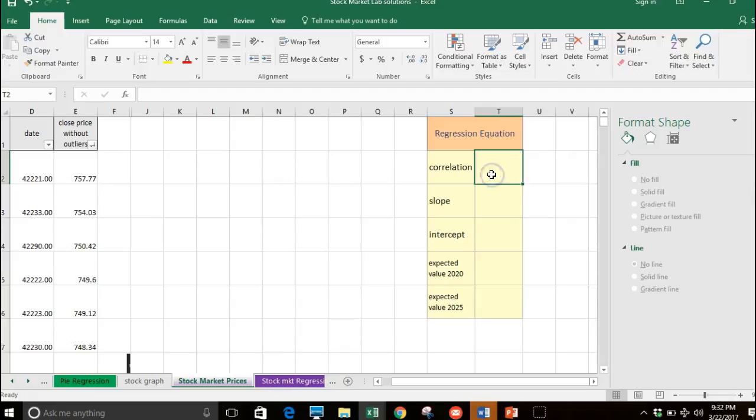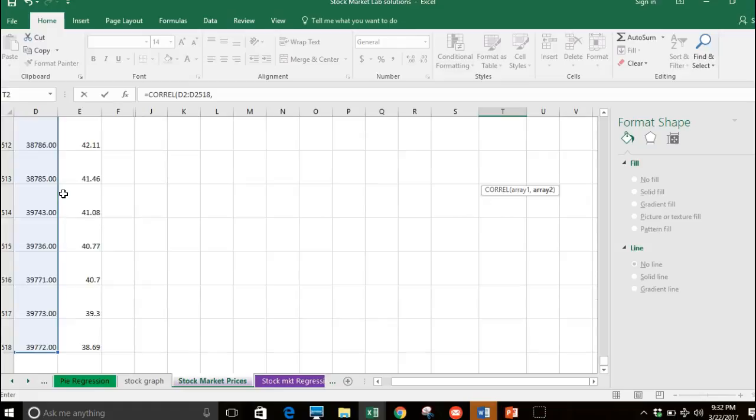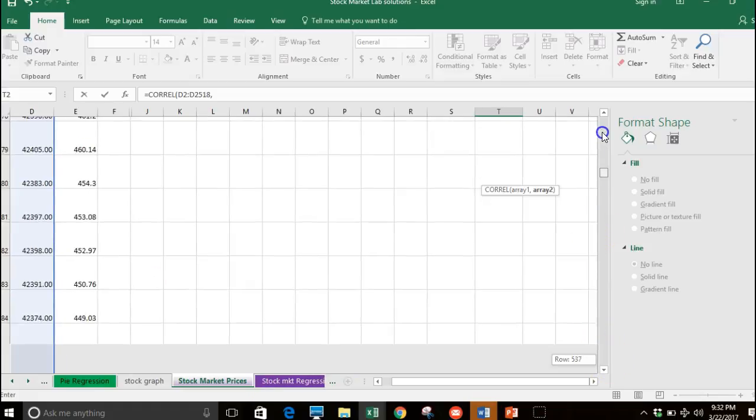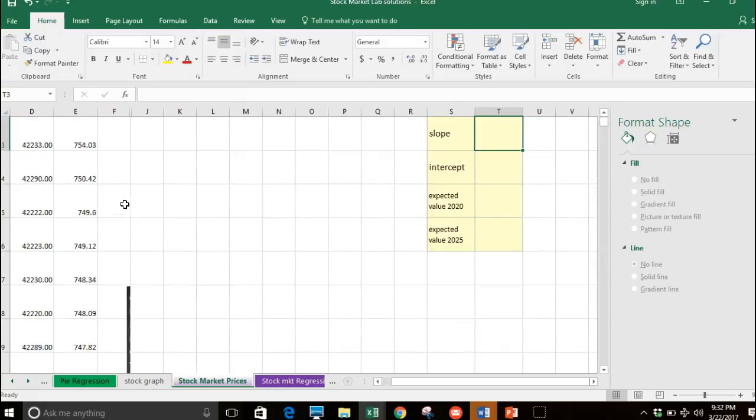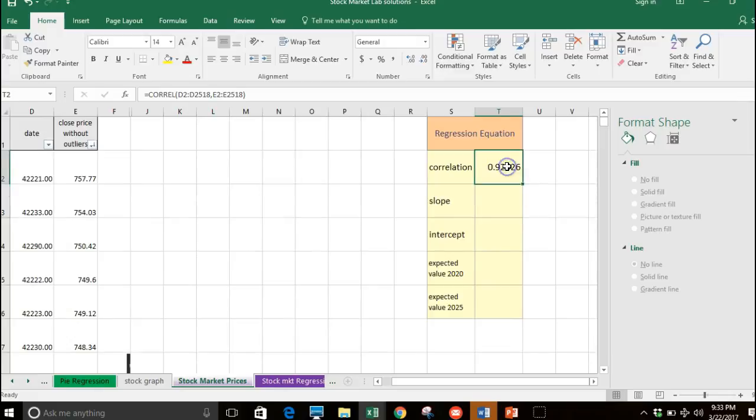So to do that, we're just going to remember to find the correlation coefficient. You just do CORREL. And when I do CORREL, I just highlight my X, comma, and then I go ahead and do my Y. Shift down. And I can get my correlation coefficient, which is quite high.